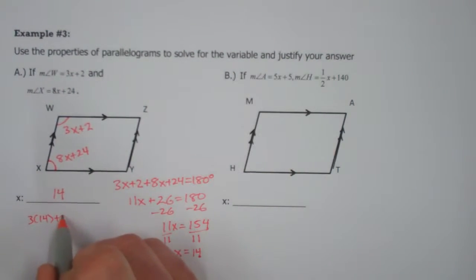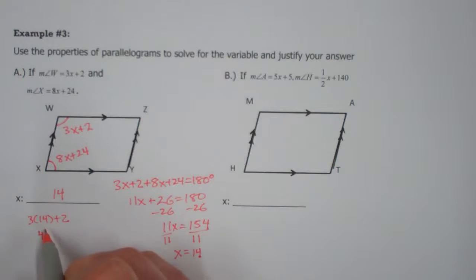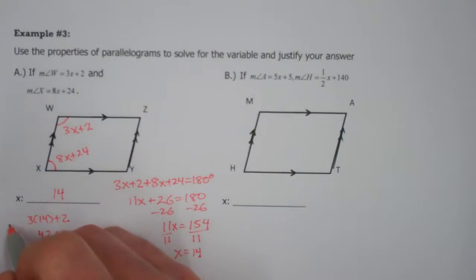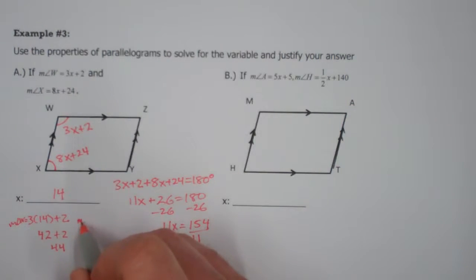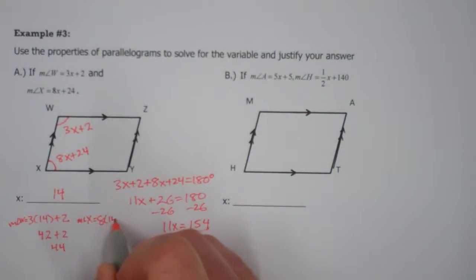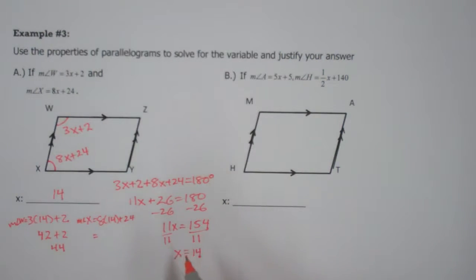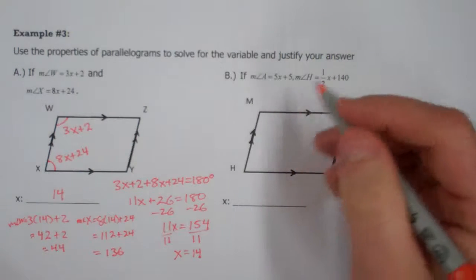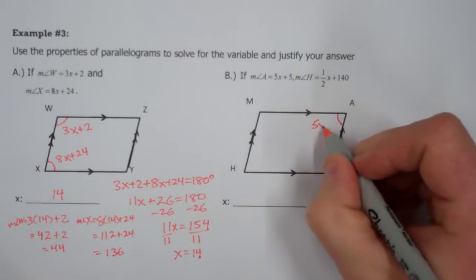So 3 times 14 plus 2, and that would be, let's see, 42 plus 2, and that's going to be 44 for the first angle here. So the measure of W is 44, and the measure of X is 8 times 14 plus 24. And let's see, that's going to be 80 plus 32, or 112, plus 24, which is 136. So 136 and 44, those are supplementary, and they add to 180. We're good to go.